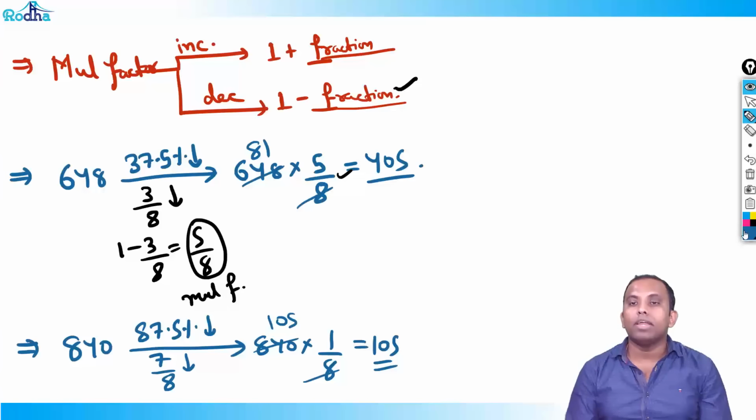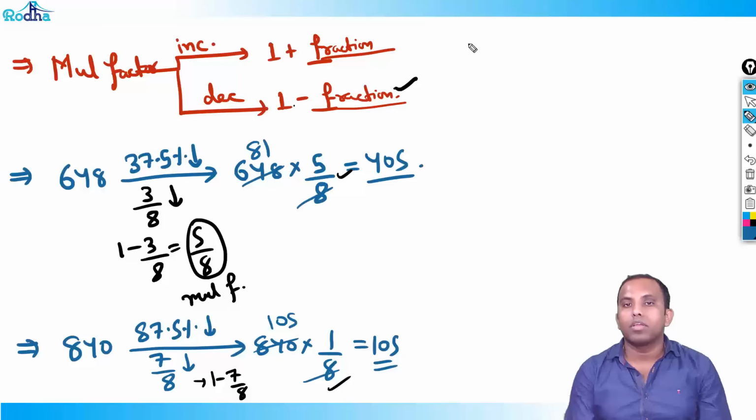Because 7 by 8 decrease means what? Again, what is the multiplying factor? 7 by 8 decrease. 1 minus 7 by 8 is the multiplying factor. That is 1 by 8. That is 1 minus fraction value, 1 minus 7 by 8. Right? So easy, so fast it is. So easy and so fast. Okay.